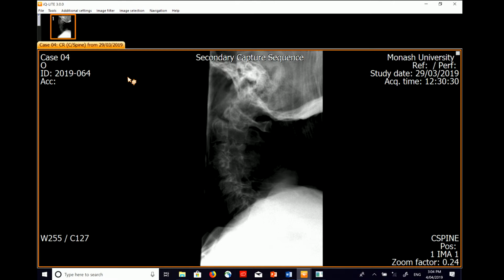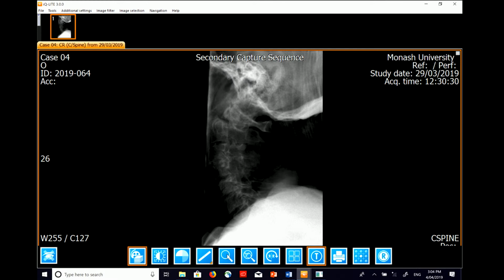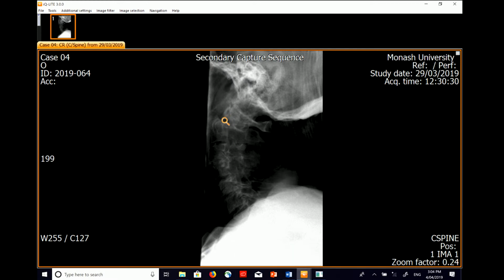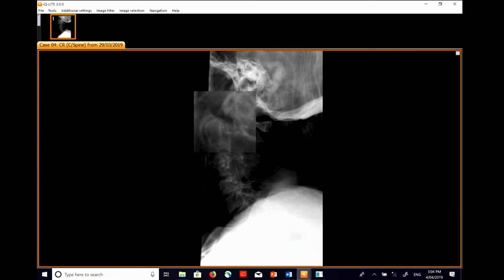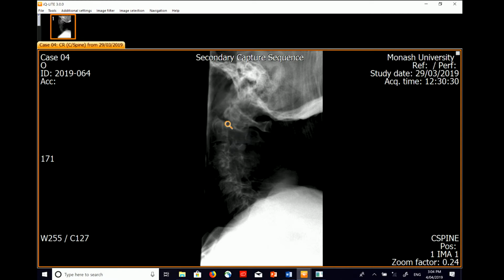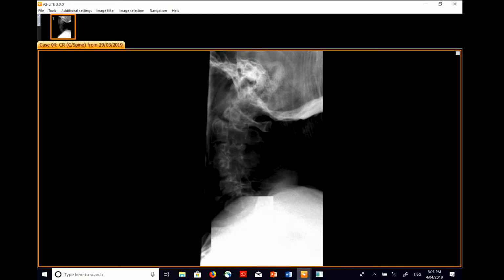For case 4, we once again have an elderly patient who's had an unobserved fall and is now complaining of neck pain. So on the lateral view of the neck, we can see that between C1 and C2, there's a dislocation between the atlas and the axis. There are also marked degenerative changes throughout the spine.